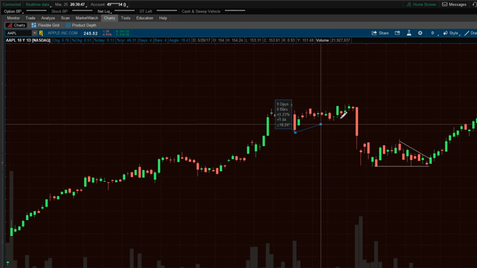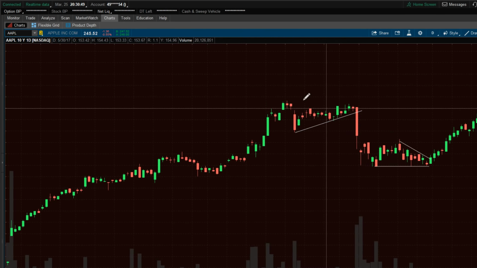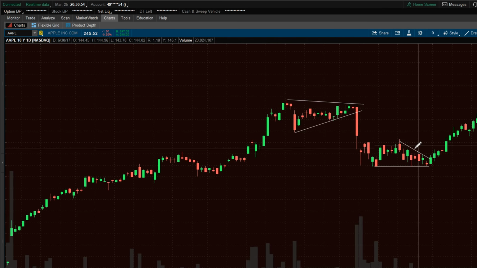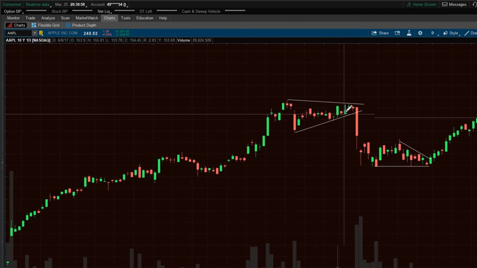Here's another one. Yeah, so these triangles, or pennants, if you want to call them pennants, they happen all over the place. If we drill down, you can drill down to a 5-minute chart, and you can see them all over the place. Here's one today. Apple going into the close.